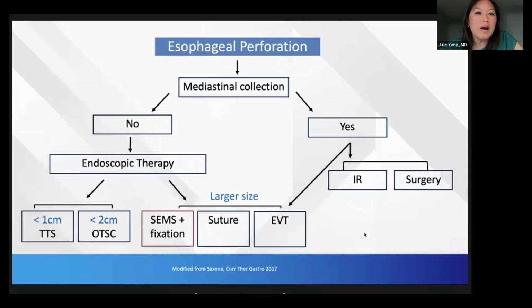So this is an algorithm for esophageal perforation, which I like because it's very simple and kind of puts you through what your choices are depending on what your scenario is. So if you've got that collection, then you've got to drain. If you don't have a collection, then you can consider going straight to endoscopic therapy. Depending on the size of your perforation, stents come in when you consider things greater than 2 centimeters. If it's too large for that, these are your options. And if you're going to go through stents, we obviously suggest fixation because of that migration issue, because the lumen size is normal.